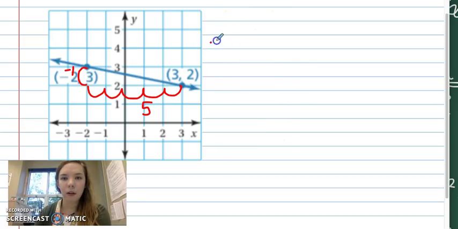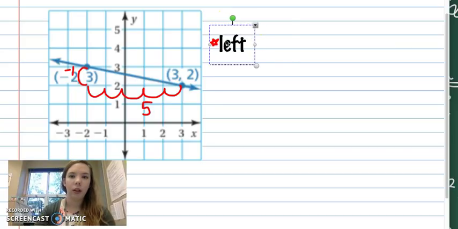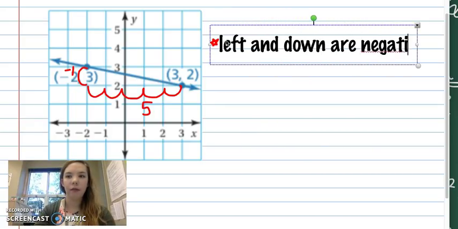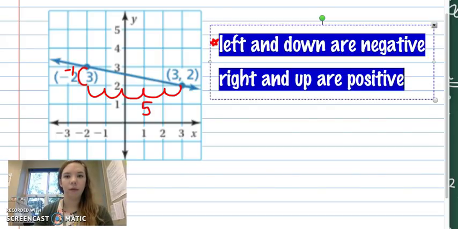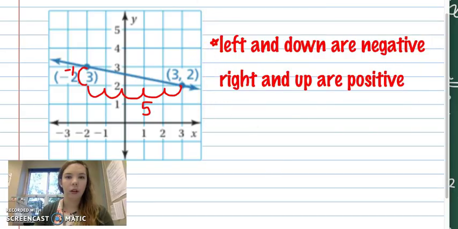So let's make a note here. We'll say that left and down are negative, right and up are positive. So I went down, that's a -1. I went right, that's a +5. So our slope is -1/5. You always put your rise on top, your run on the bottom. All right, -1/5 is our answer.